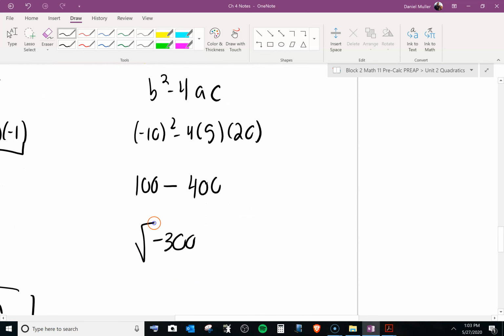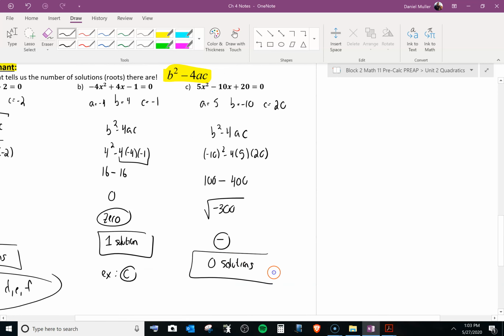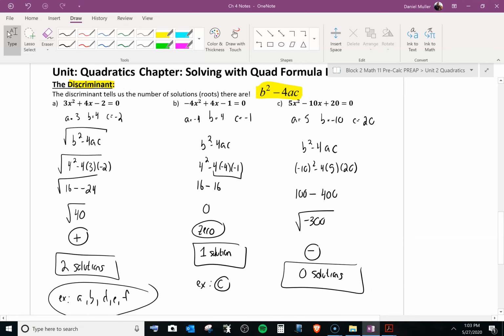Now remember, this would have been inside a square root. You cannot take the square root of a negative number. Therefore, you have 0 solutions. So this is just a quick way to see how many answers we're going to get. It's not as important for me because I want to know what the actual answers are. But it's good to know that you can use this cheating method to indicate how many answers you'll have. But there you go.